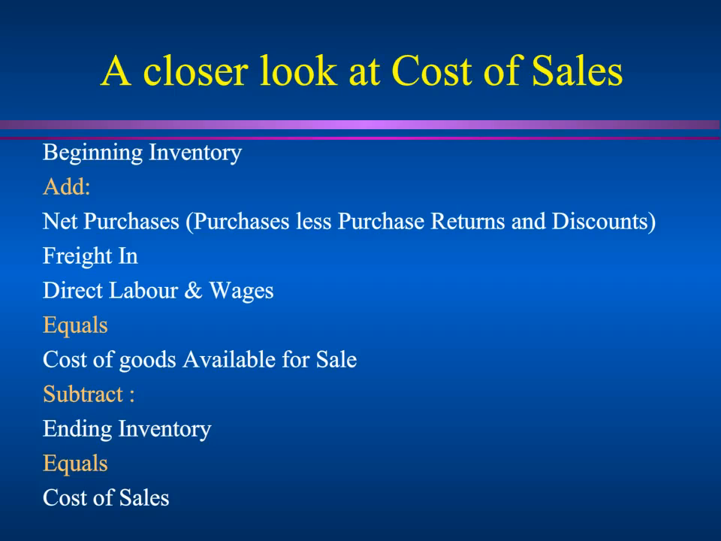That altogether usually gives us our cost of goods available for sale. And if we net out or take out our ending inventory, we're going to have our cost of goods sold, cost of sales. And I'll talk about cost of sales in a second, onward.